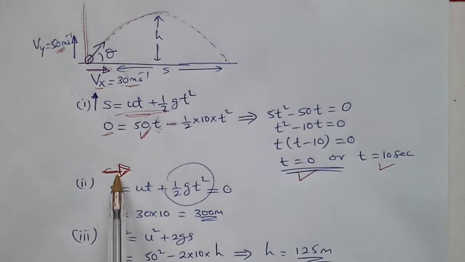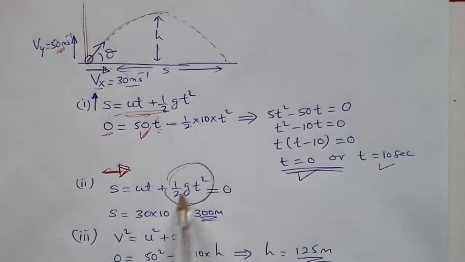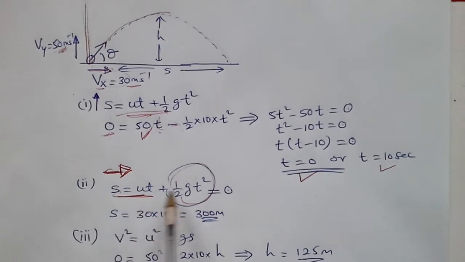I actually mentioned this even in the previous video. In the horizontal direction, there is no acceleration, right? So this component would be 0 because g is 0 in the horizontal direction. So if you apply this equation in the horizontal direction, you will have only the s equals ut term. This term will vanish.